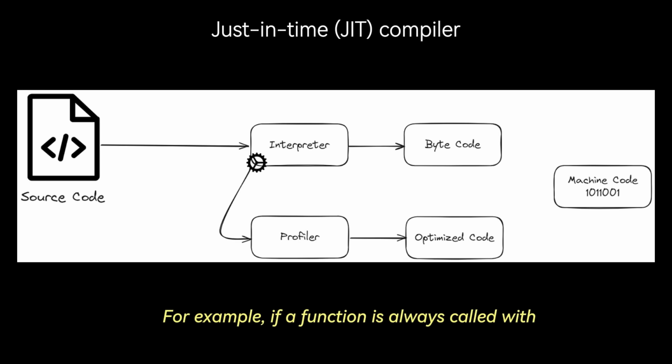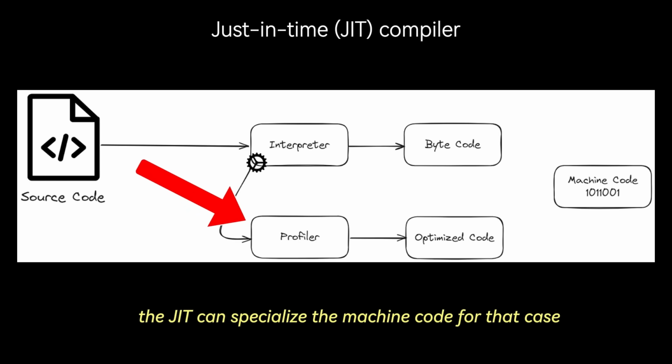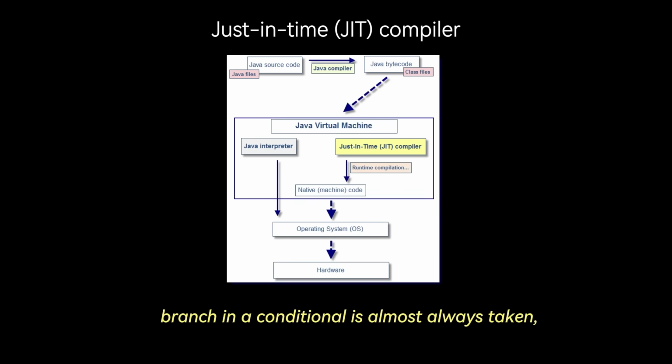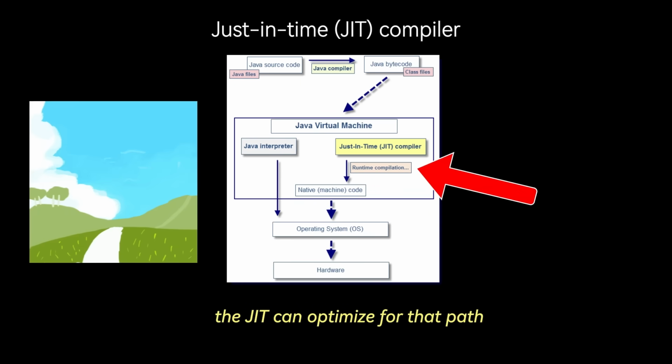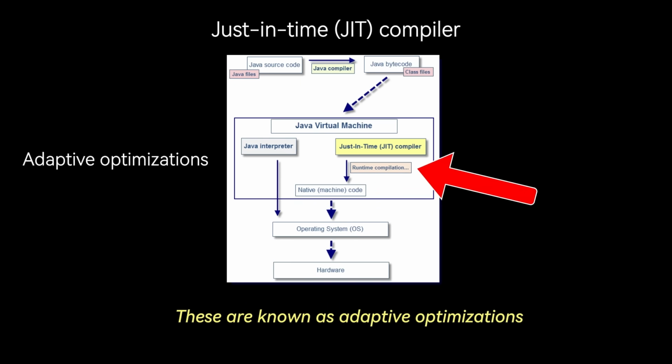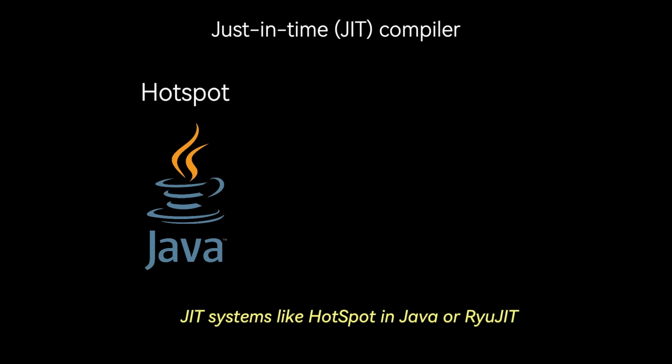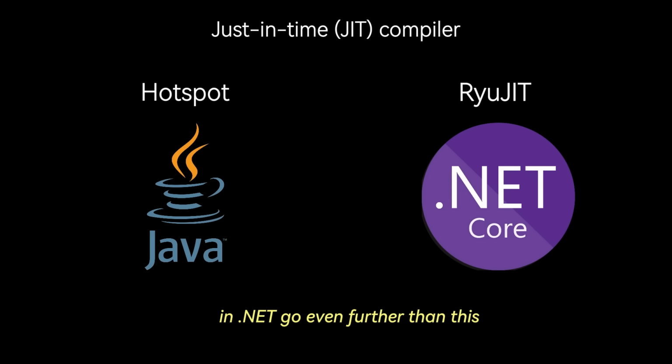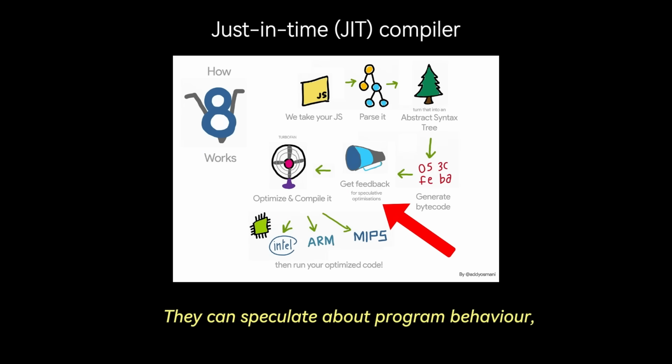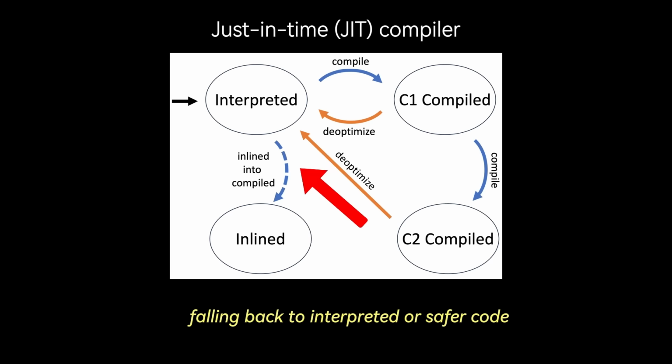For example, if a function is always called with the same type of argument, the JIT can specialize the machine code for that case. If a particular branch in a conditional is almost always taken, the JIT can optimize for that path. These are known as adaptive optimizations. JIT systems like HotSpot in Java or RyuJIT in .NET go even further than this. They can speculate about program behavior, apply aggressive optimizations, and de-optimize if those assumptions turn out to be wrong, falling back to interpreted or safer code. This dynamic behavior makes JIT compilers ideal for long-running or performance-sensitive applications like servers, browsers, or databases.